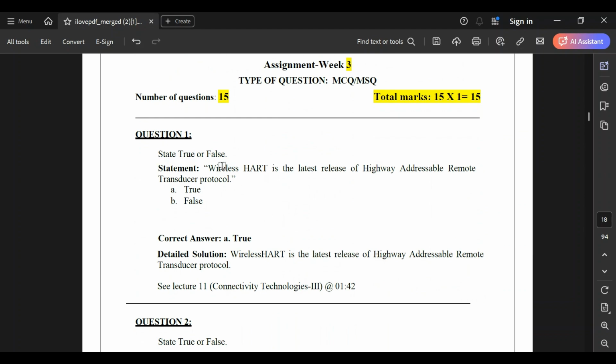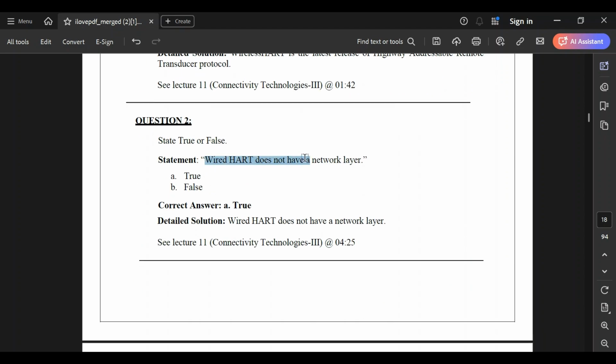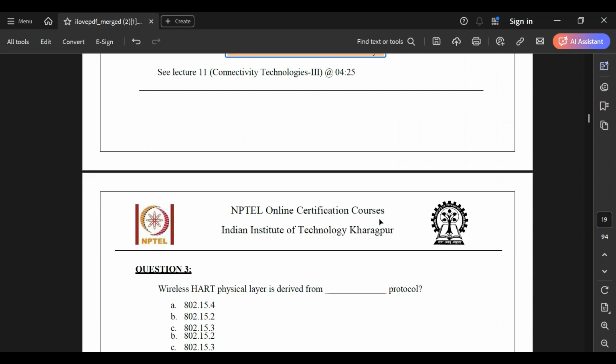Wireless HART is the latest release of the Highway Addressable Remote Transducer protocol. So this is true. Moving to the next question, the wired HART does not have a network layer. This is also true. Wired HART does not have any network layer.